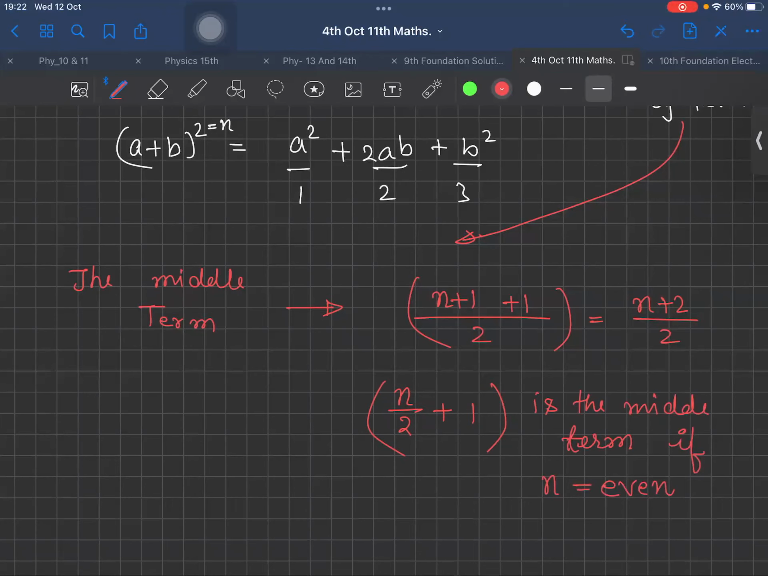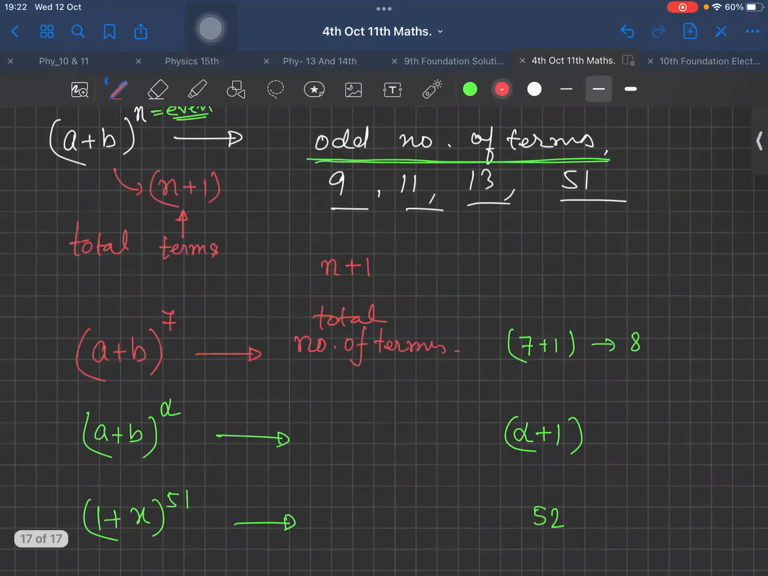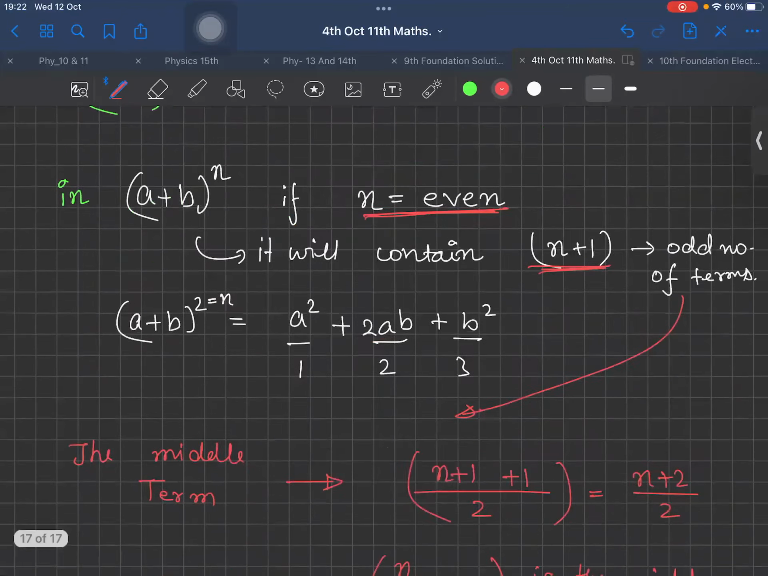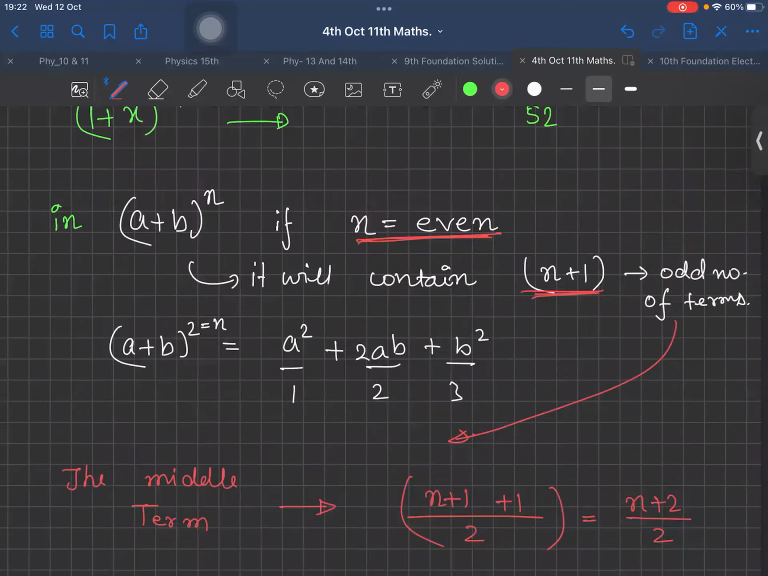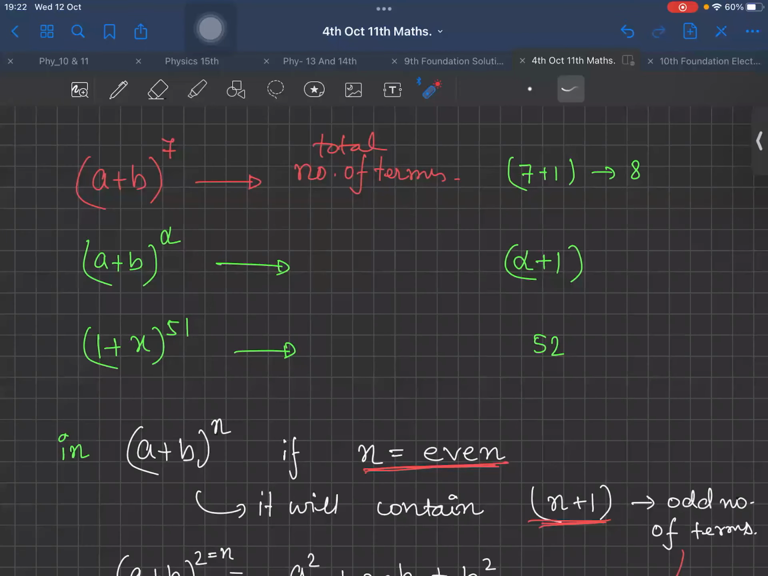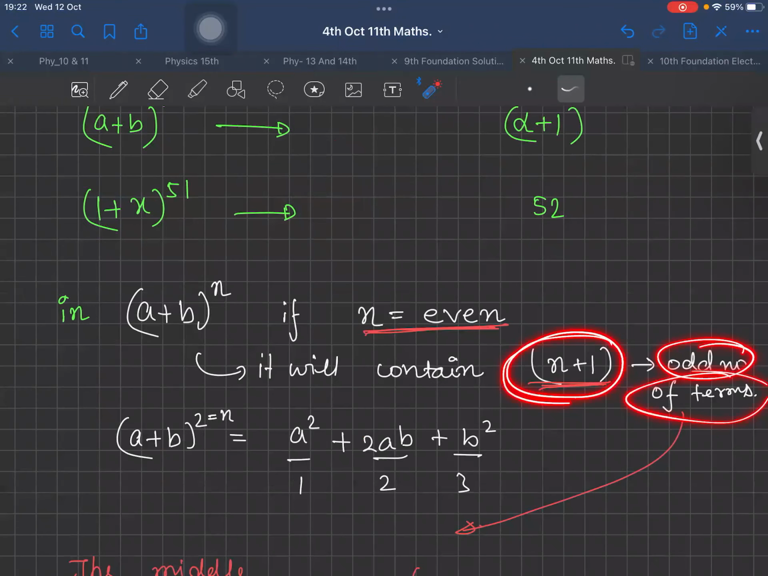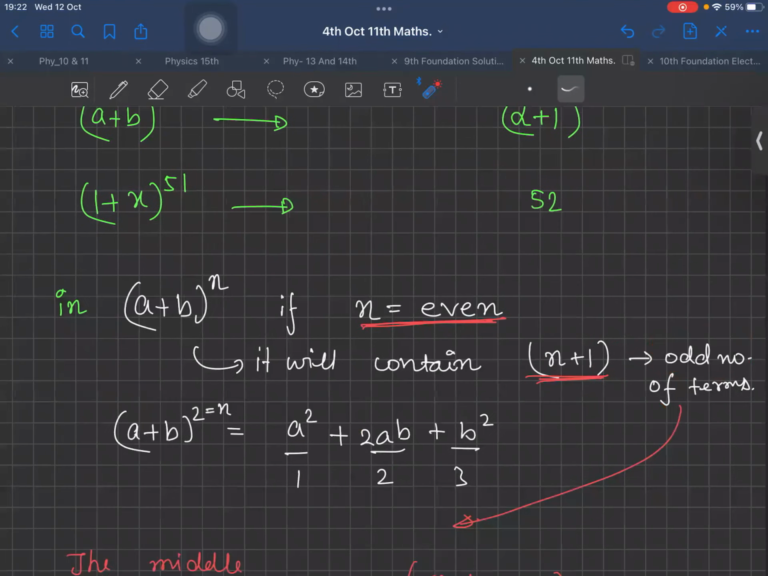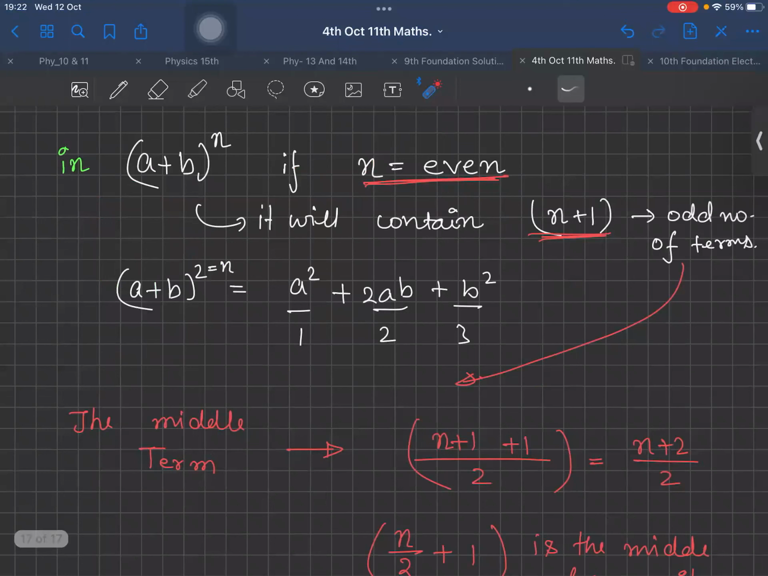Anyone is having doubt? Because if n is even, what will happen? It will contain an odd number of terms, because the total number of terms will be n plus 1. If n is even, let's say 2, it will contain 2 plus 1, that is 3 terms. And 3 is an odd number. So for odd terms, what we can do is just add 3 plus 1 divided by 2. That's how we'll get the middle term, that is 2, right?